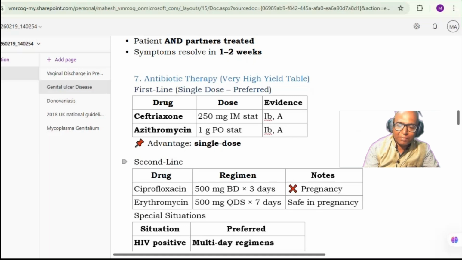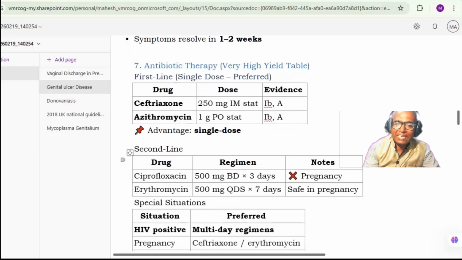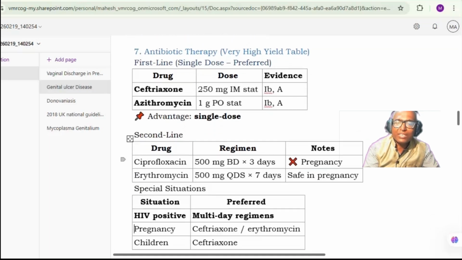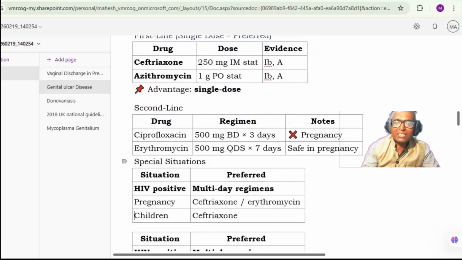So the second line drugs will be ciprofloxacin 500 BD for 3 days, and erythromycin 500 QDS for 7 days. The one that is safe in pregnancy will be erythromycin. Sometimes they can say the patient is allergic to ceftriaxone. Sometimes they will say the patient is pregnant and allergic to ceftriaxone. Then you will have to use erythromycin, not azithromycin. They have not given azithromycin as safe in pregnancy. I don't know whether they have mentioned anything pregnancy-specific; we will see.